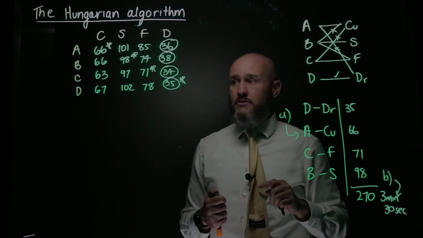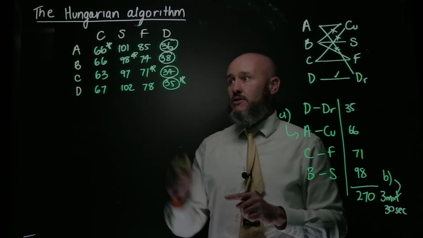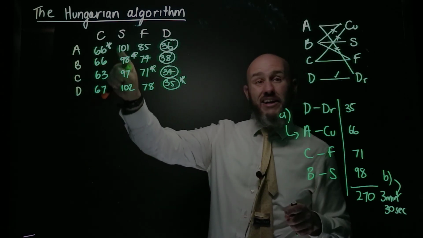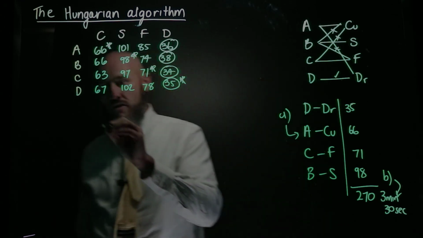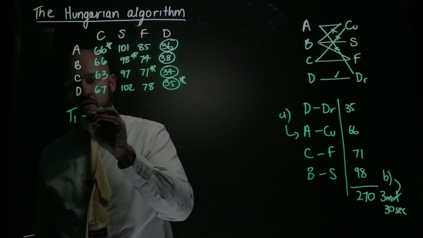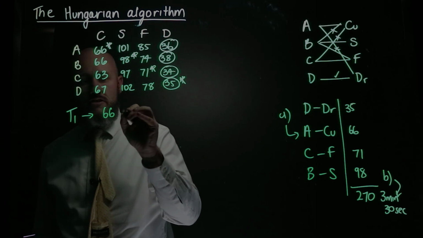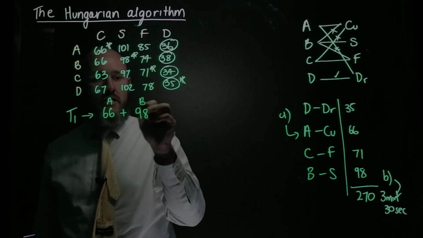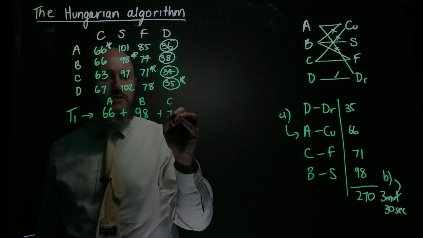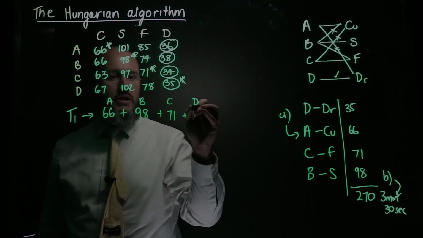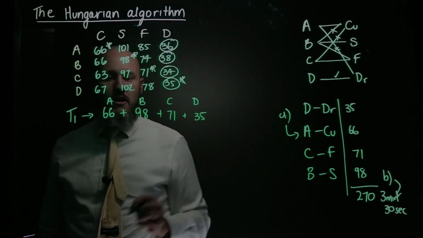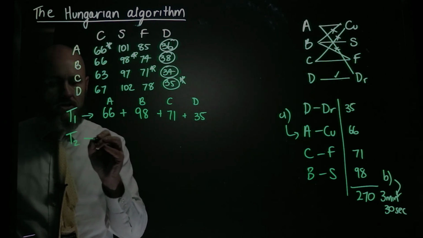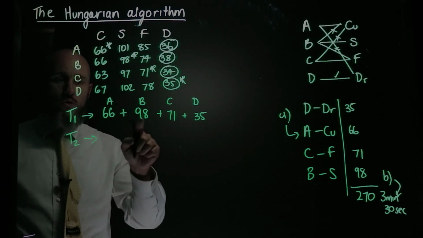Instead, what we need to realise is that the answer comes from the fact that the first person to go is A, who does the cutting. So if A does the cutting, that takes 66 seconds. So this is for teddy bear 1, and teddy bear 1 is 66 plus 98 seconds for B. This is A, this is B, then plus C, then does 71 seconds, and then plus D takes 35 seconds. But once we're through the first 66 seconds, person A can start on teddy bear 2 before teddy bear 1's finished.